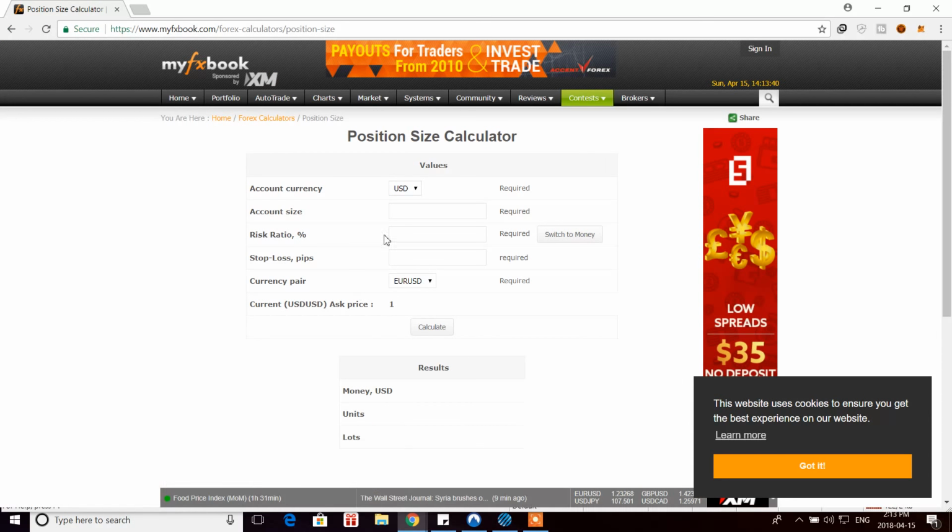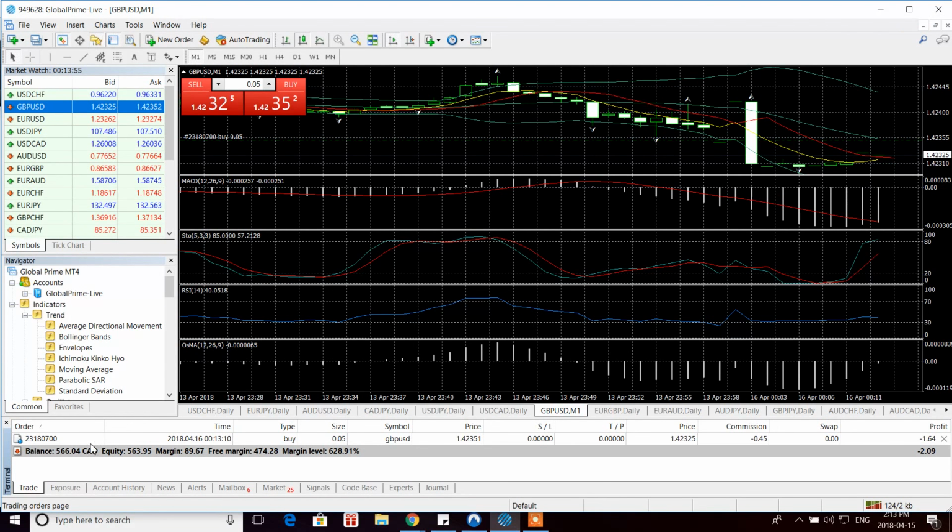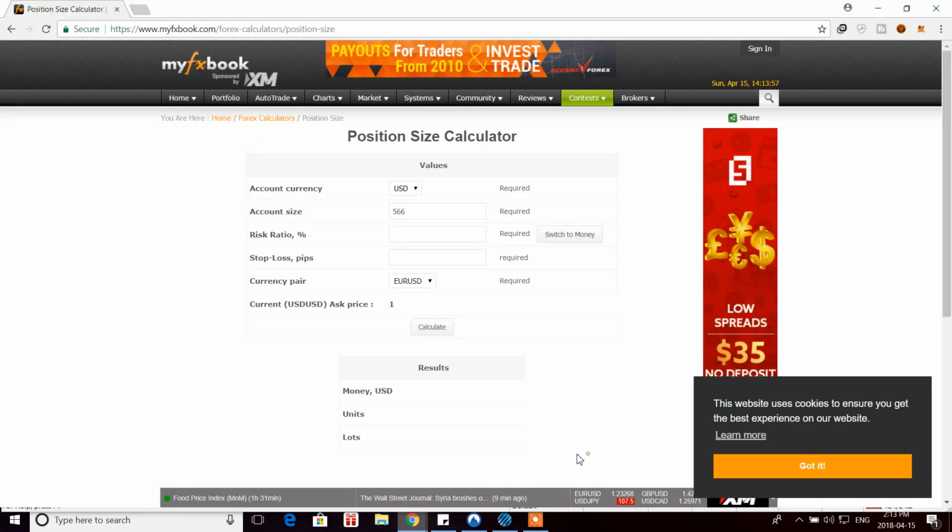This is the position size. Here's your position size calculator, and you can get this at myfxbook.com. So my account size is $566.04. Okay, so let's punch that in there. And 4 cents. And you can use this to find out your positions.